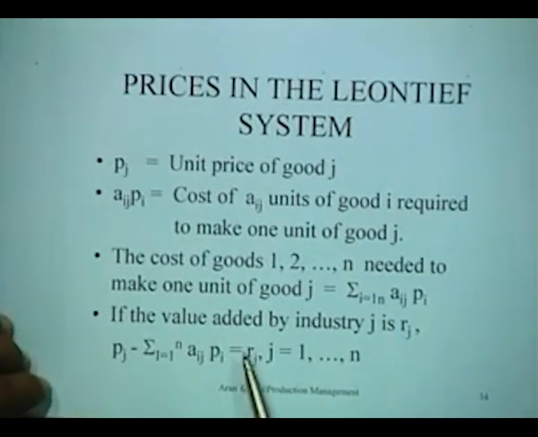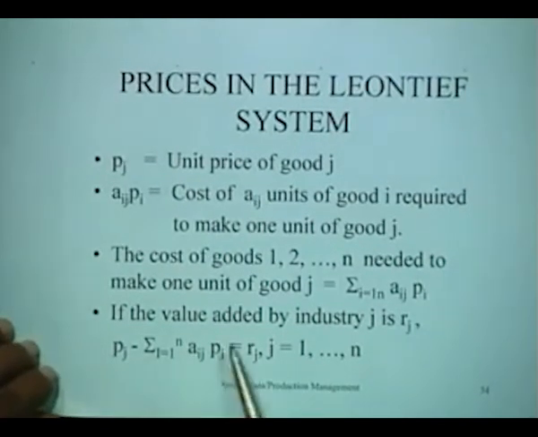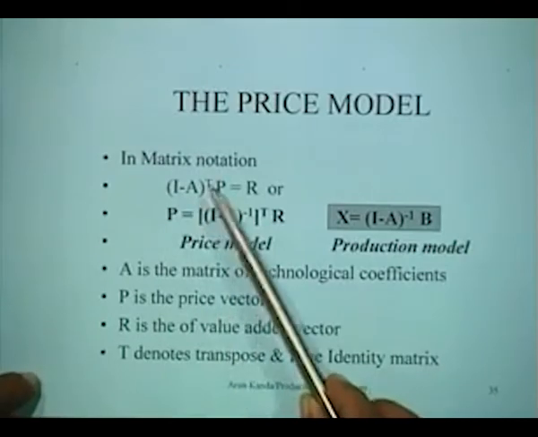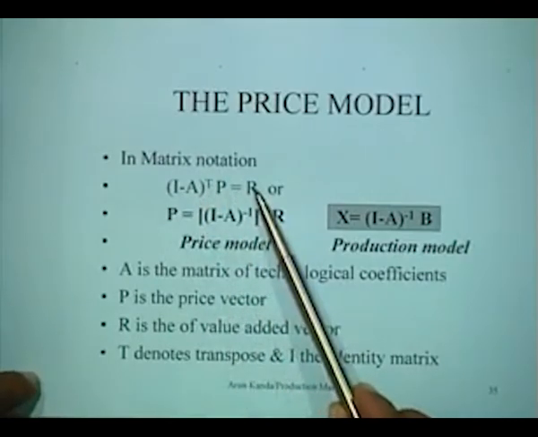So if Rj is the value added in the industry, then the price of good j minus this quantity should be equal to the value added in the industry. These equations for i = 1 to n are the n equations that you will use to solve for the Pj's, and if you write them in matrix notation, you get (I - A transpose) P = R.